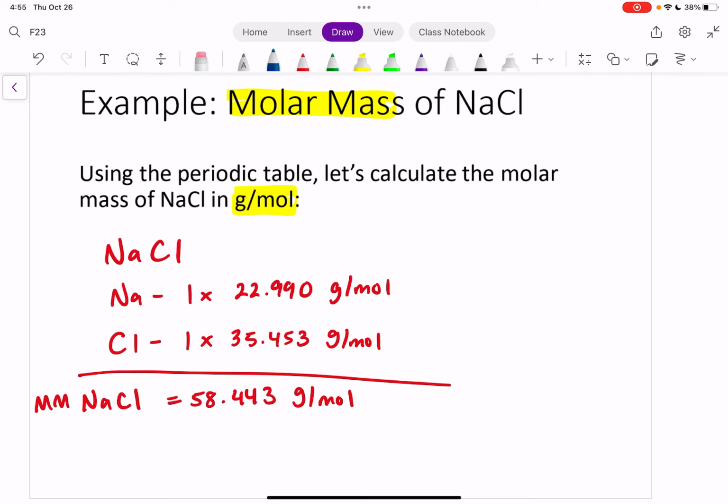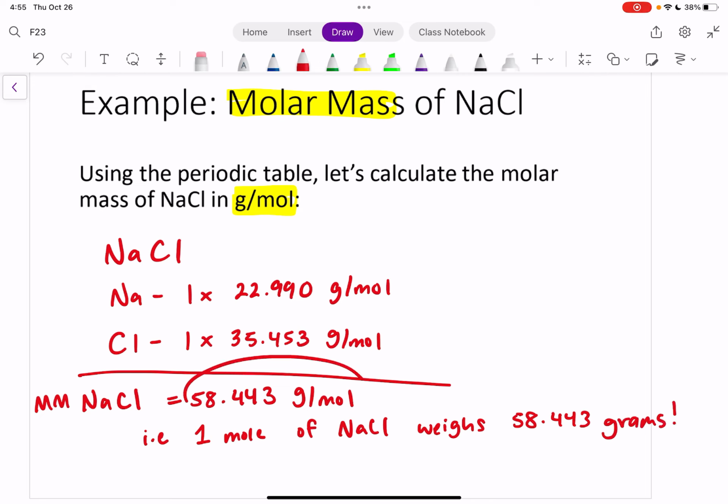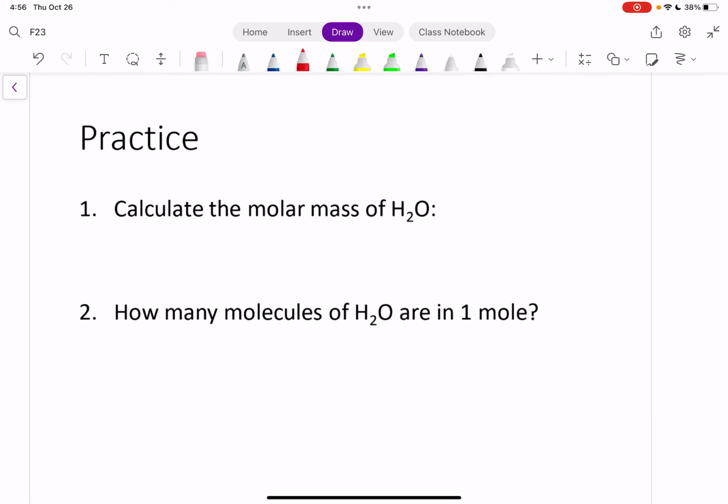per mole. So what does this mean? This means if you have 1 mole of NaCl, that weighs 58.443 grams. That's what this molar mass tells you. It's connecting moles and mass. Connecting those two units. All right, let's practice this a little bit more.